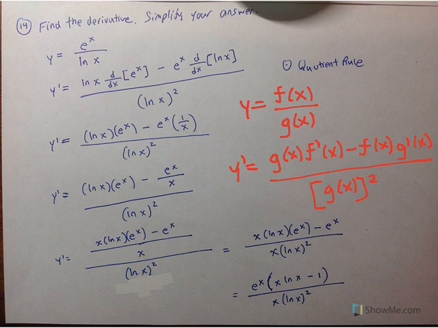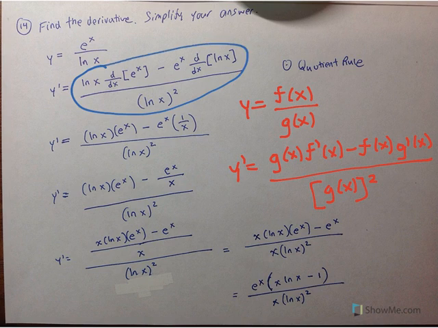So we've applied the quotient rule, and we've set up the quotient rule. Now we'll do the differentiation for each of these parts. So we have natural log of x multiplied by the derivative with respect to x of e to the x, which is e to the x, minus e to the x times the derivative with respect to x of natural log of x. The derivative of natural log of x is 1 over x. And then all of that over the square of the denominator.